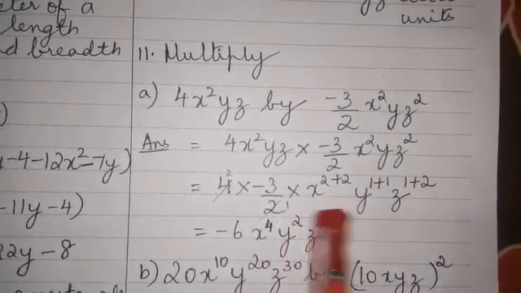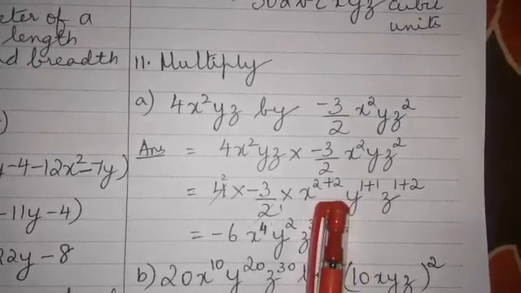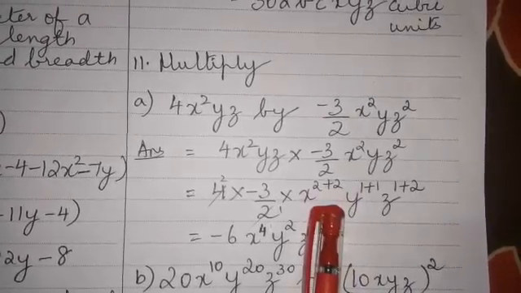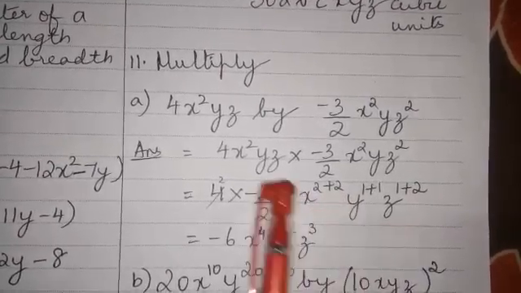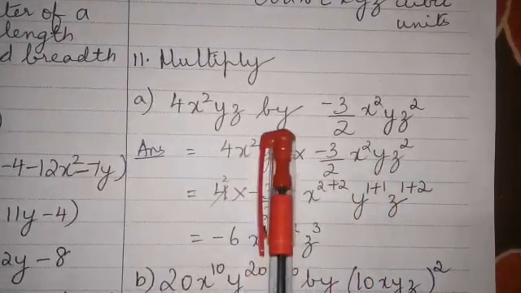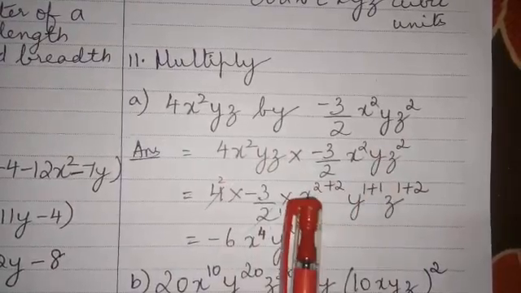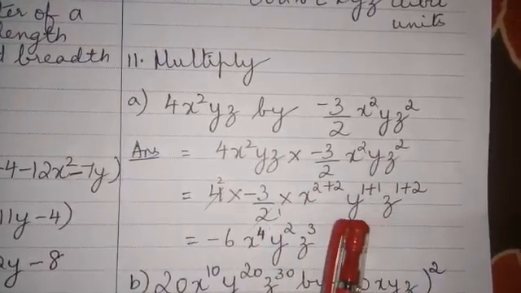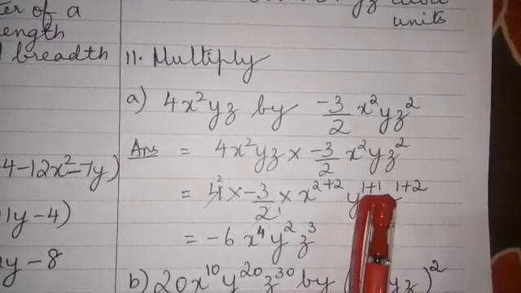Next, you don't see any sign between x and y. That means it's multiplication. You could also show the multiplication symbol. You don't see it here, but you can also write it. Next, let's multiply y and y. So y into y, meaning y to the power 1 into y to the power 1. So again, when bases are same and it's multiplication, we add the powers. So write the base y and add the powers 1 and 1, 1 plus 1.